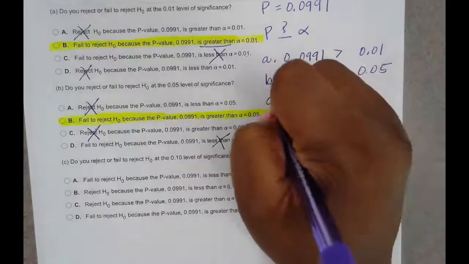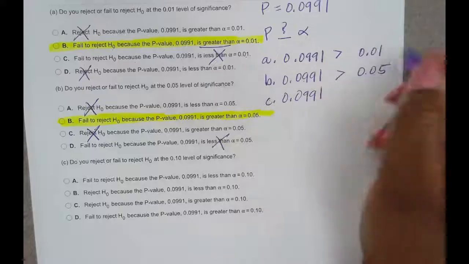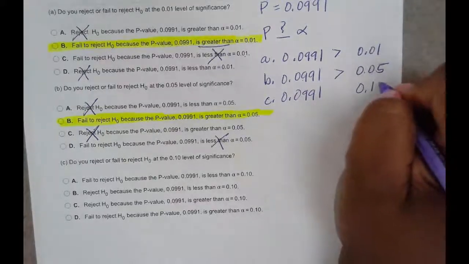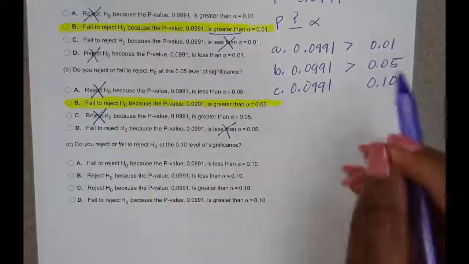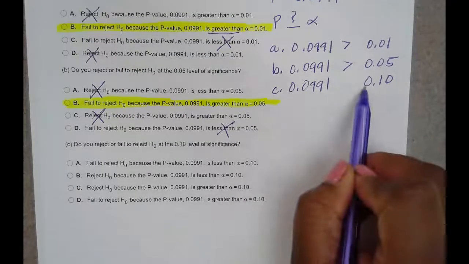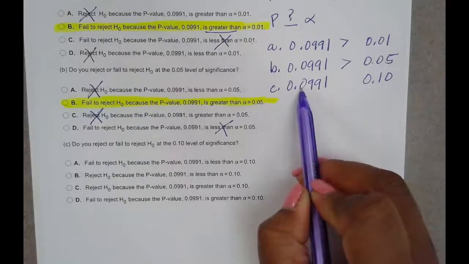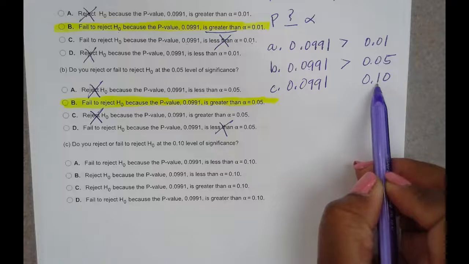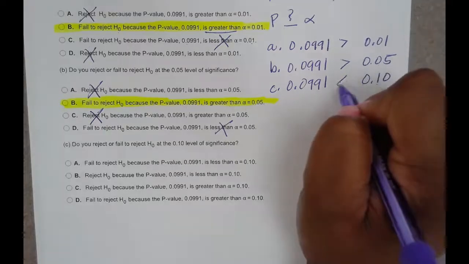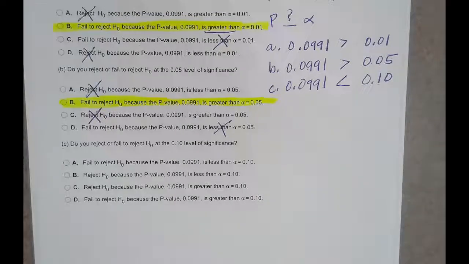Alright, let's check the next one. 0.0991, 0.10. Here, comparing the ones place, that's a 0, they're the same. So I go to the next place value. That is the 10th place. This is a 0, but this is a 1. That means that the p-value is less than the level of significance.